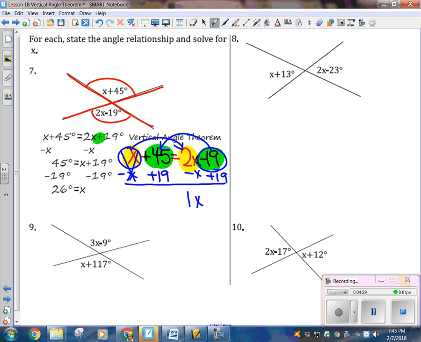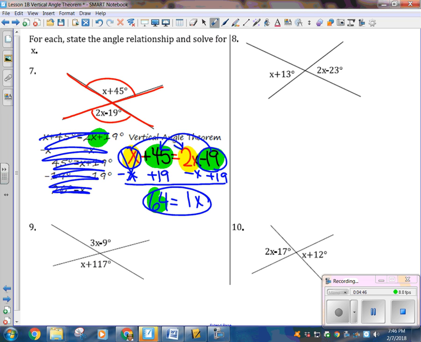They have the wrong sign right there. That does say subtract. So the answer is 64 equals X. Okay, they do have a wrong sign. They have plus 19. It should be subtract 19. So let's get rid of that just to refresh.